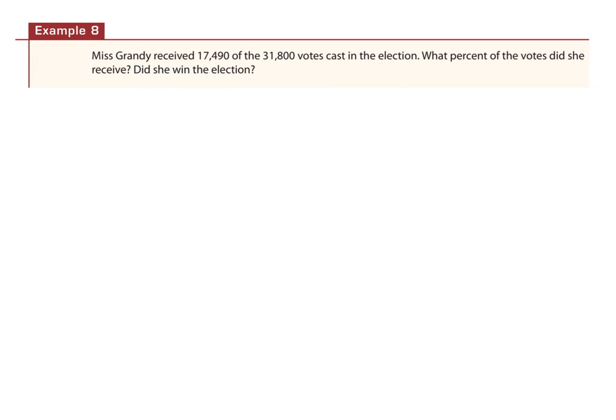All right. So it says Miss Grandy received 17,490 of the 31,800 votes cast in the election. What percent of the votes did she receive? And assuming she needed more than half, did she win the election? All right. So they're saying, well, 17,490 is what percent? We need to know the percent of the total number of votes available. Right? That's what we want to know.